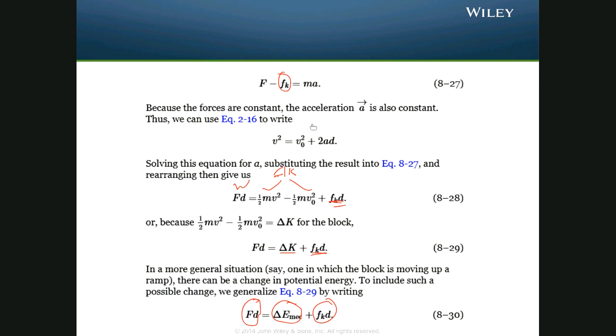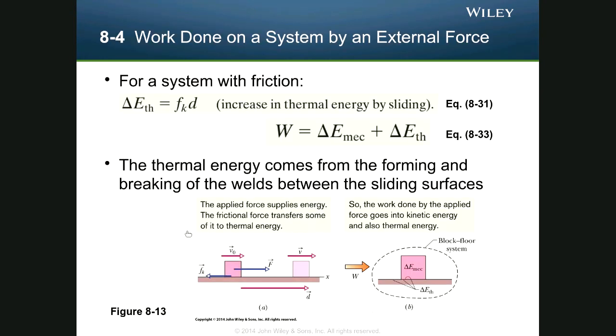That should give us a general idea, and what we're going to see is that once we can do that, for a system with friction, we will relate the work done by friction to the change in thermal energy. This will give us a nice, cleaner expression where the work is equal to the change in mechanical energy plus the change in thermal energy. And thermal energy comes from the forming and breaking of the welds between the sliding surfaces.